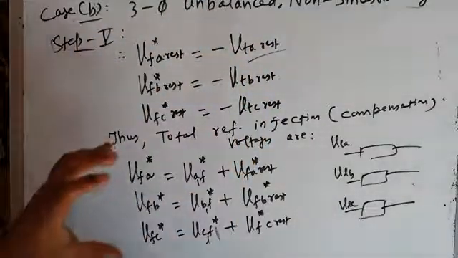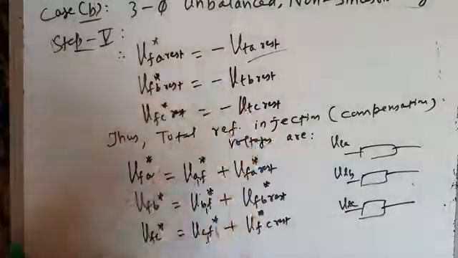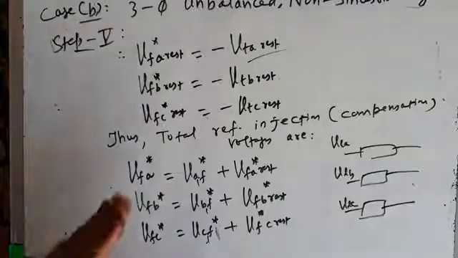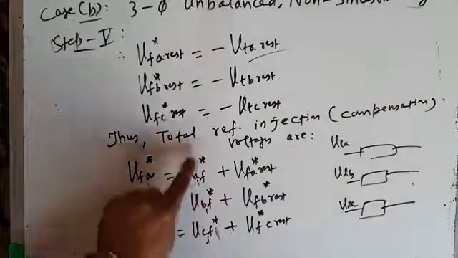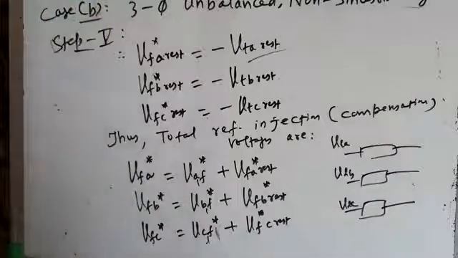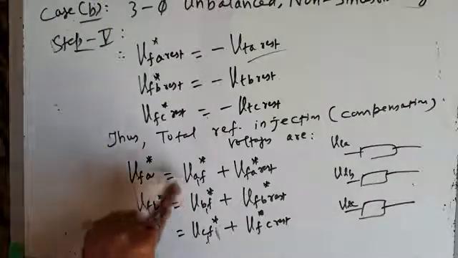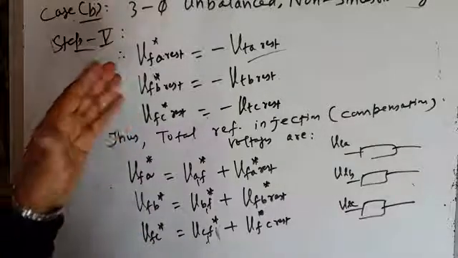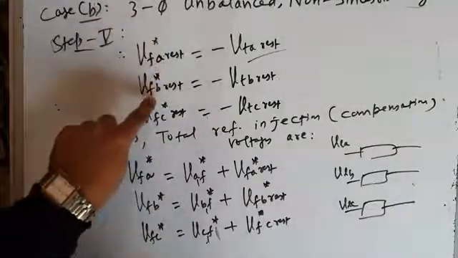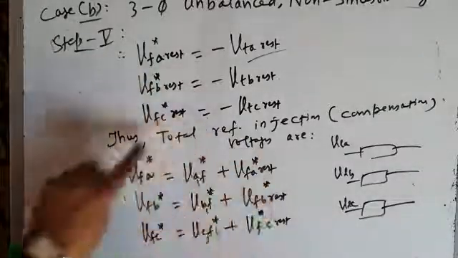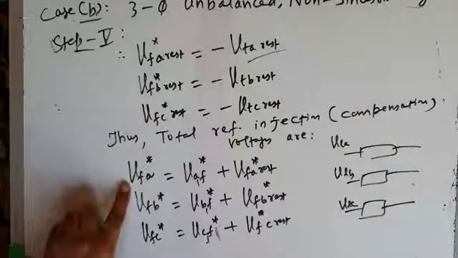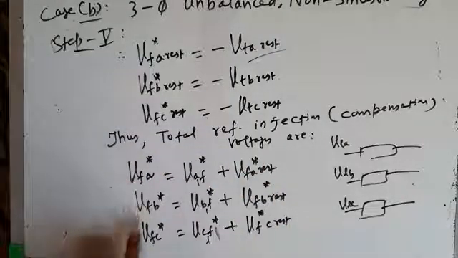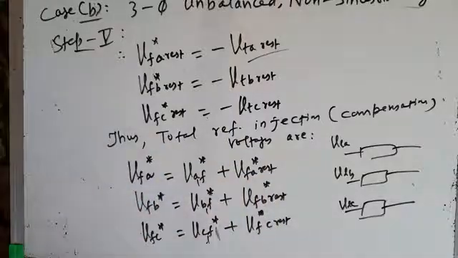How it will find fundamental component of positive sequence component of currents, extract them from the actual sensed currents using Fourier transform. How it will find phase angles of these, and using equation A or equation B, how it will find fundamental component of these voltages, VFA1, VFB1, VFC1, and how it will find VFA rest, VFB rest, and VFC rest, and how it will find, using step number 5, the total reference compensation voltages VFA star, VFB star, and VFC star by adding like this.